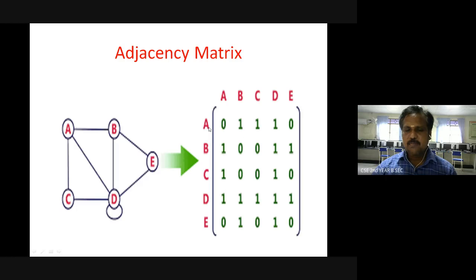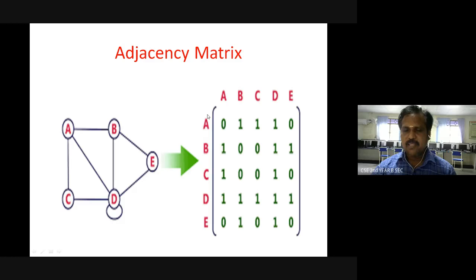Then A to C: there is an edge there, so we have to put 1. Then A to D: there is a path, so we put 1. Then check A to E. There is no straight path from A to E, so we put 0. This is the first row.